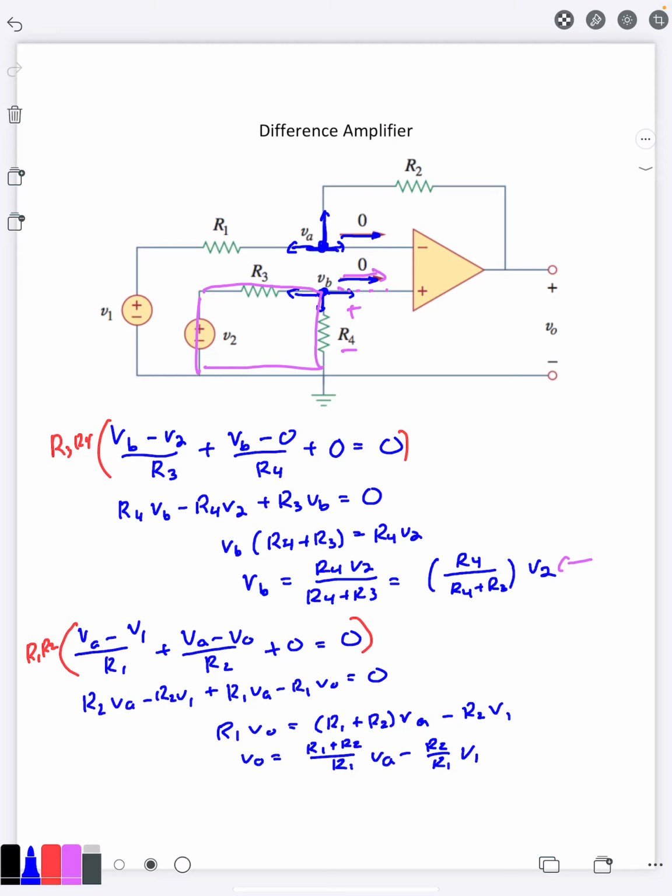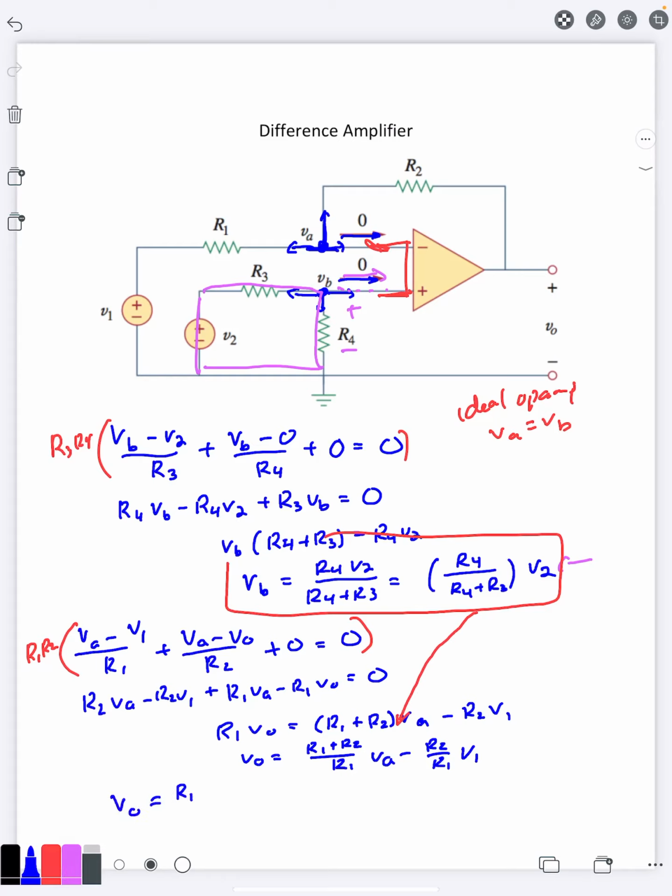We know what V1 and V2 are here. However, by ideal op-amps, we know that the voltage on the negative is equal to the voltage on the positive, which means VA equals VB. So we can go ahead and substitute what VB is here into the VA down there. And we're going to get our final answer here, R1 plus R2 over R1 times R4 over R4 plus R3. All of this times V2 minus R2 over R1 V1.